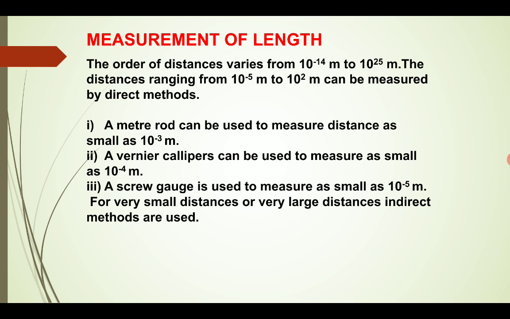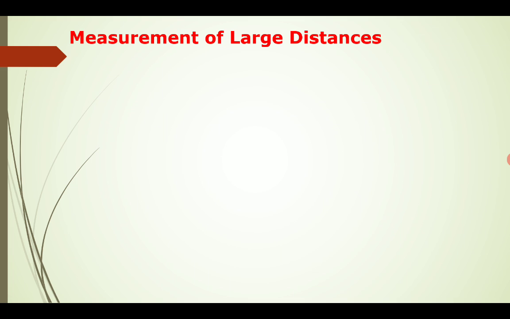Hence, for very small or very large distances, indirect methods are used. That is, for distances smaller than 10 raised to power minus 6 meter and greater than 10 raised to power 3 meter. So let us first discuss the method to find large distances, that is, measurement of large distances.